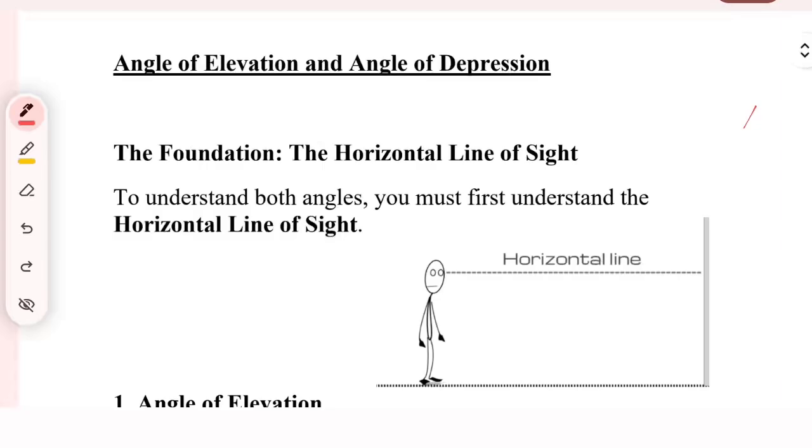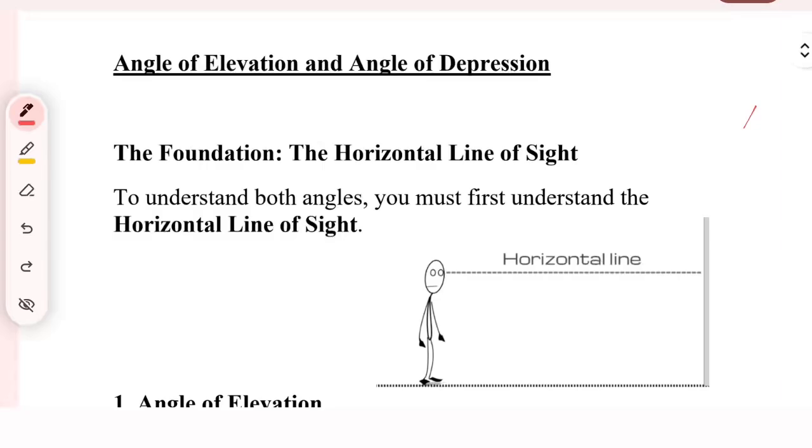Most of these kinds of angles would come out especially in word problems. So the angle of elevation and the angle of depression, there is a foundation for both angles. It's the horizontal line of sight. That means these two angles actually would always refer back to the horizontal line of sight. So to understand both angles, you must first understand the horizontal line of sight.